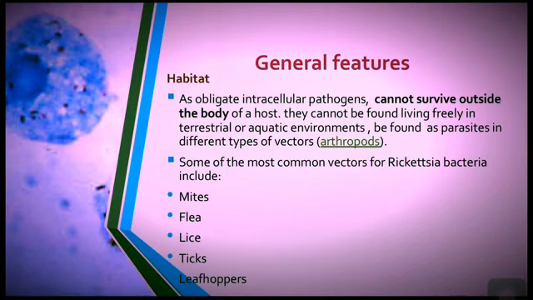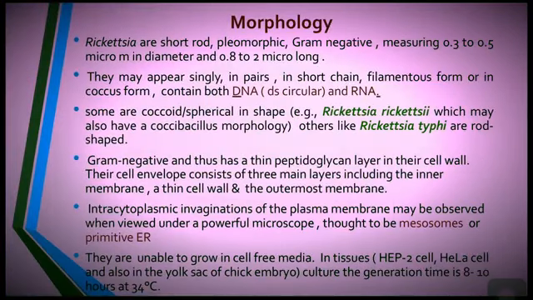Rickettsia have characters which are intermediate between bacteria and viruses. That means they possess features of both bacteria and viruses, so they are considered intermediates between the two. The characters resembling bacteria include: they are highly pleomorphic, they are gram-negative, and they contain an outer membrane. So the cell envelope contains three parts: the inner membrane, that is the plasma membrane, which is trilayered, a cell wall, and an outermost membrane, that is the outer membrane.